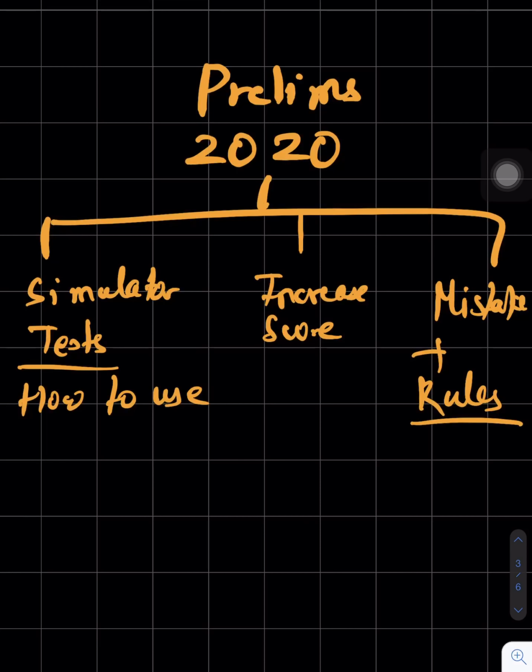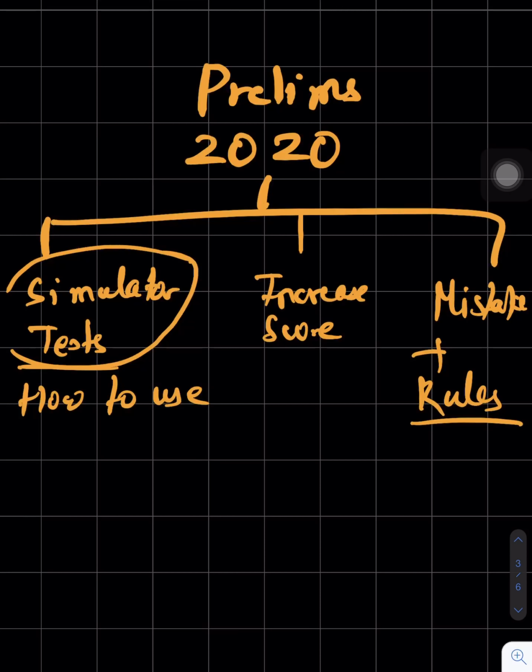Simulator test and even otherwise. So we are going to take up three things today with respect to prelims examination 2020. The first thing that we are going to take up is with respect to simulator test and how to make good use of them, how to use them to your advantage.